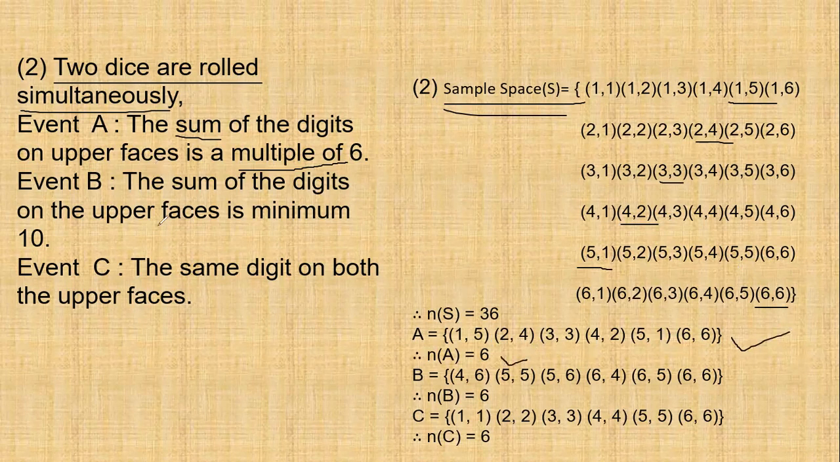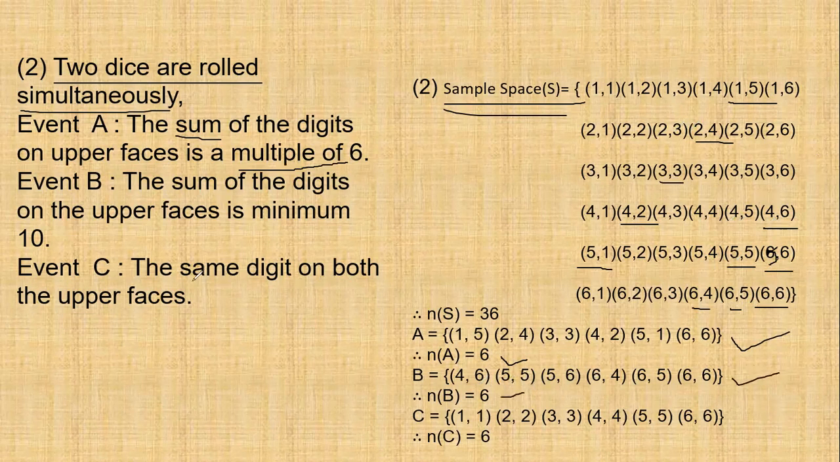Then event B: sum of the digits on the upper face is minimum 10. It means at least you have to get 10. If you are getting more than that, it is okay. Which numbers are there? 4 plus 6, 10. 5 plus 5, 10. 5 plus 6, that is 11. Then 6 plus 4, 6 plus 5, and 6 plus 6. So like that you get the numbers. That also is 6.